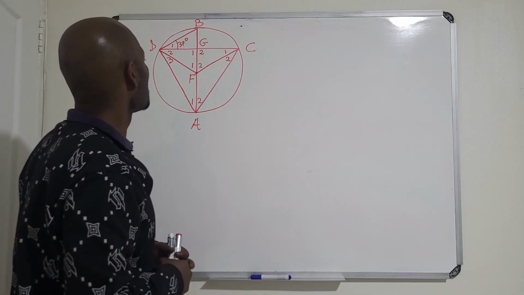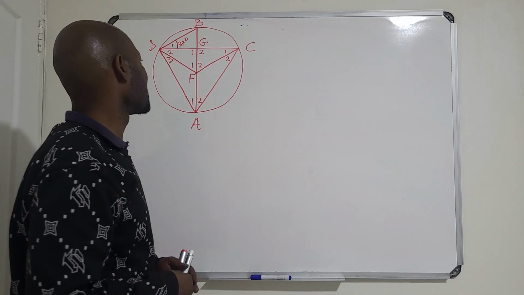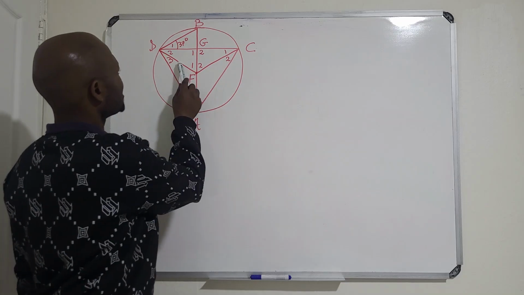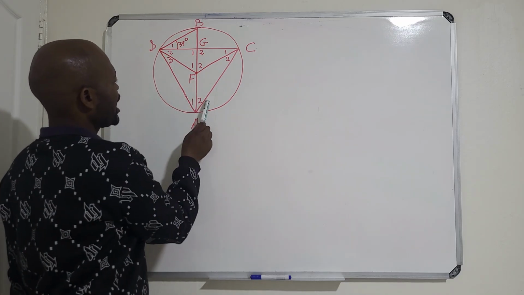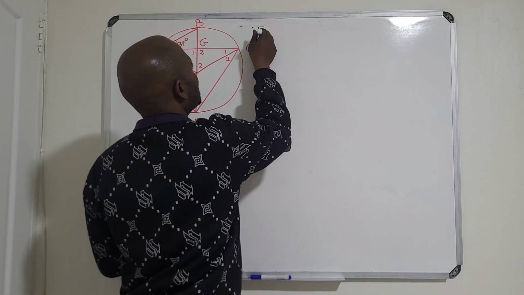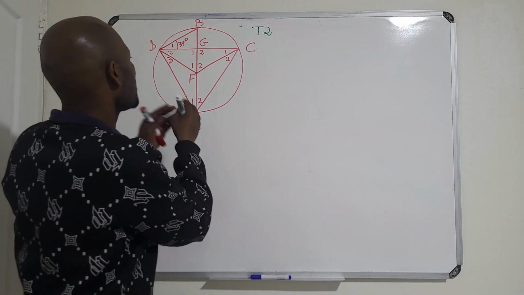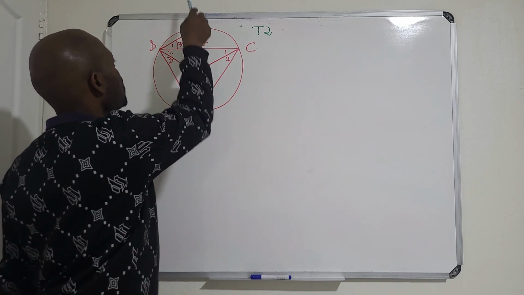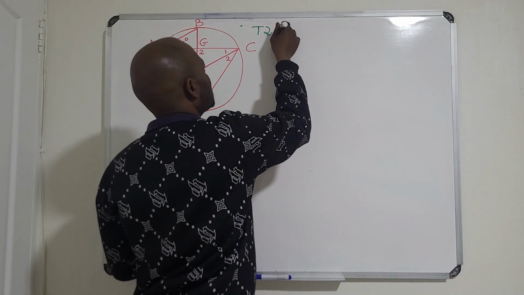Now, theorem number 2: is there an angle at the center twice the angle at the circumference? I can see that there's an angle at the center, there is an angle at the circumference. Therefore, theorem number 2 is there in this problem. Now, do we have a tangent as a diameter? Yes, we do have a diameter. Therefore, we do have theorem number 3.